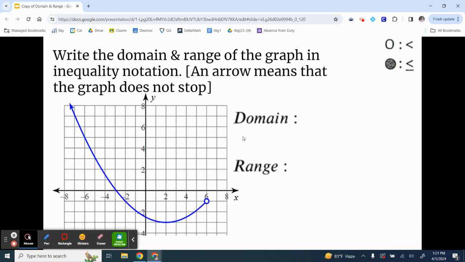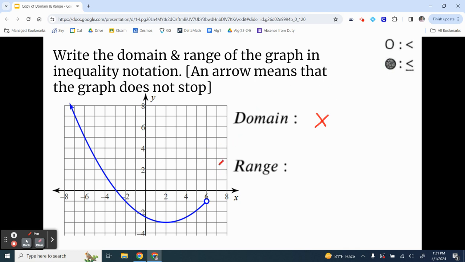All right, let's take a look at another one. So this is going to be the same basic concept, but now we're adding in the arrow. So the easiest way to think about this is that a dot means that we stop, an arrow means that we keep going forever. Okay, so starting with the domain, again, this is my x value.